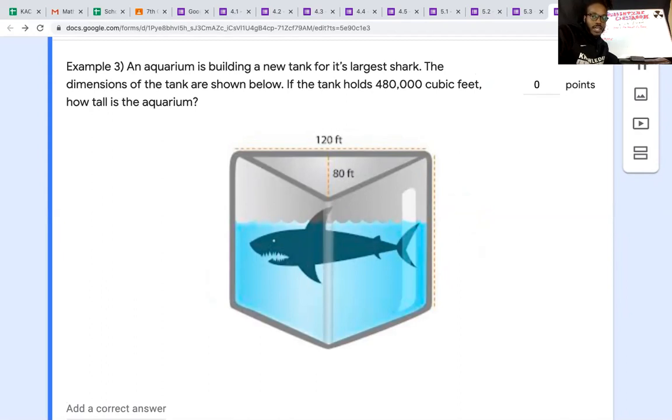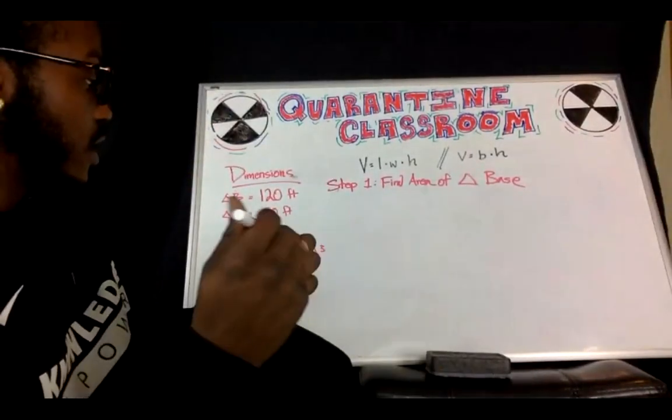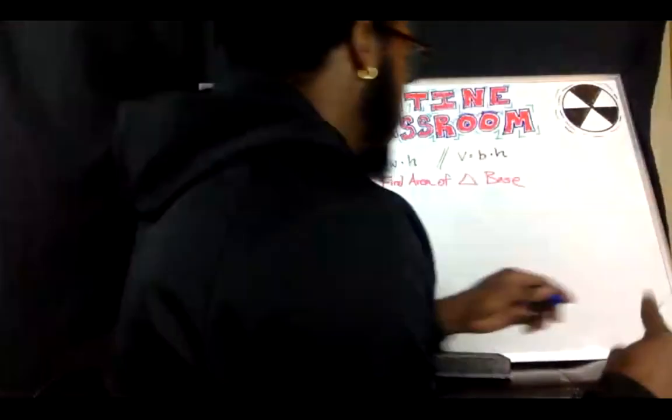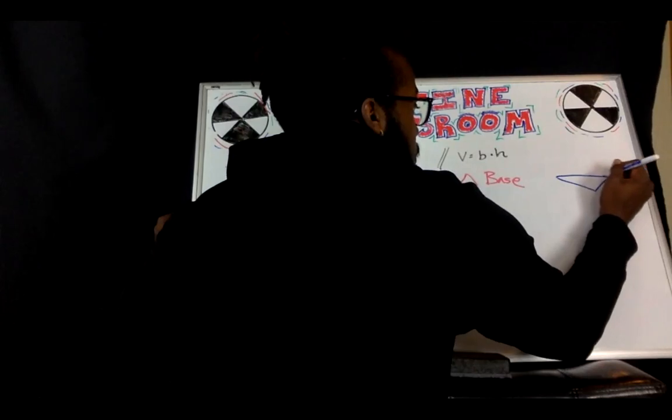What we do know is that the tank holds 480,000 cubic feet, which means that is the volume. The volume of the tank is 480,000 cubic feet. So we need to figure out how tall the aquarium is based on what we have. So take your time to draw a sketch if you need to. I'm actually not going to make that rookie mistake, and I'm going to sketch this out for a second, just so I don't have to flip back and forth.